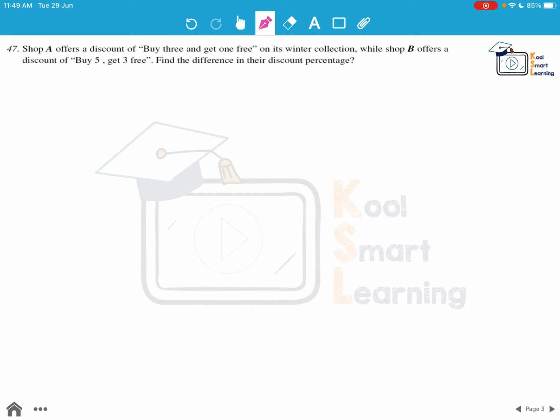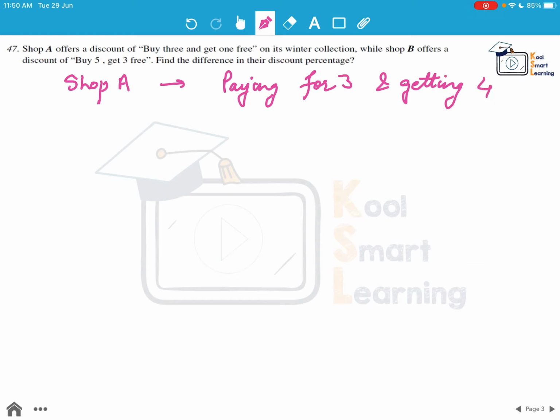Moving to the next question. Shop A offers a discount of buy 3 and get 1 free. Shop B offers a discount of buy 5 get 3 free. Find the difference in their discount percentage. So let's first take the case of shop A. In this case we are paying for 3 and we are getting 4. So what is the discount? 1/4 is the discount and we have to find out in percentage. We get 25% discount.